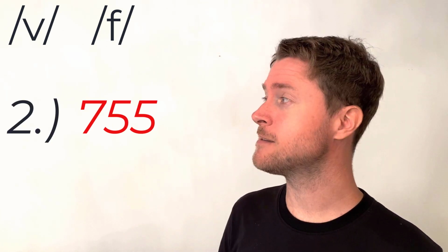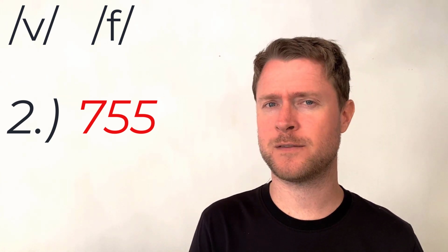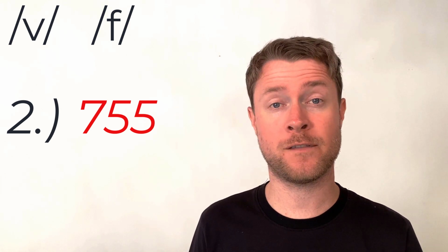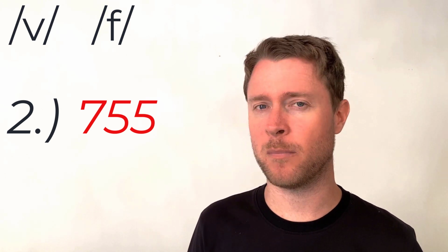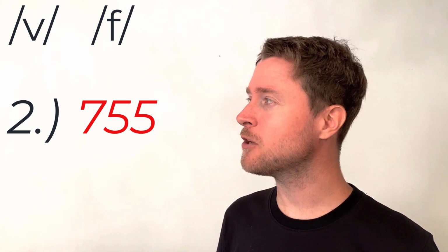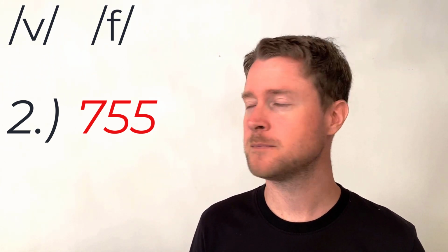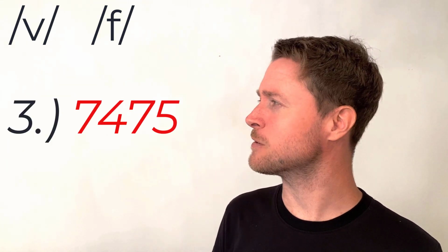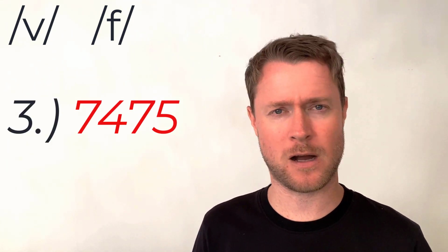The next one, number 2. 755. How many F sounds and how many V sounds are in that number? Number 3, the final number. 7,475.